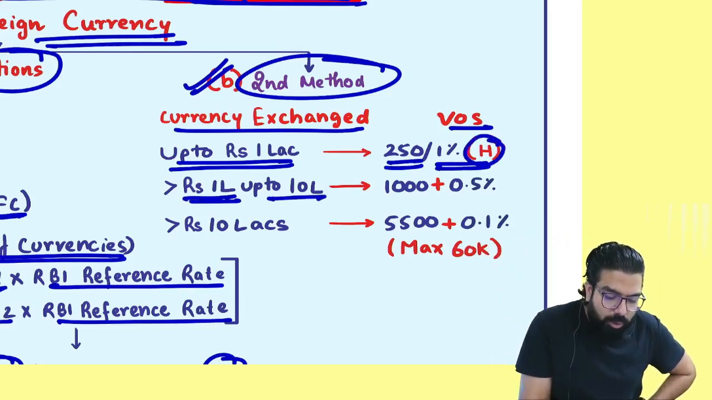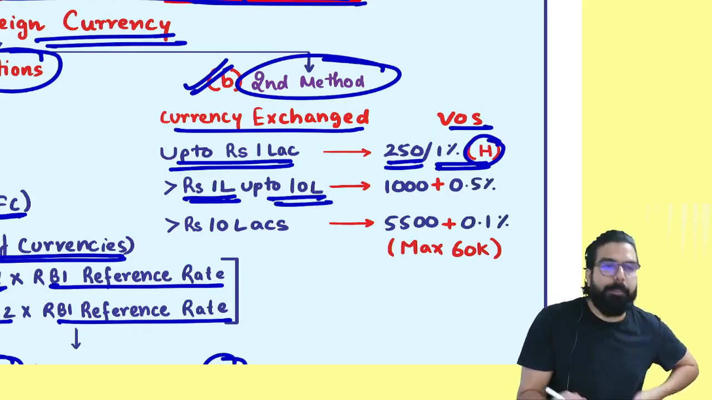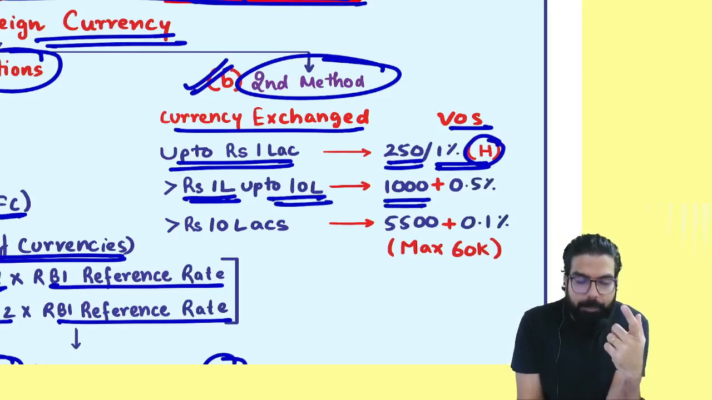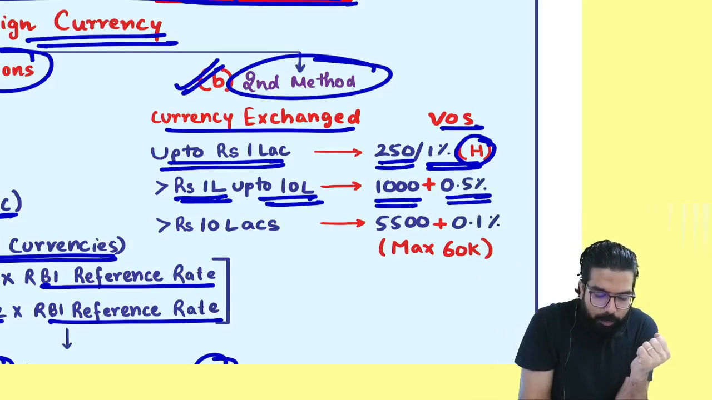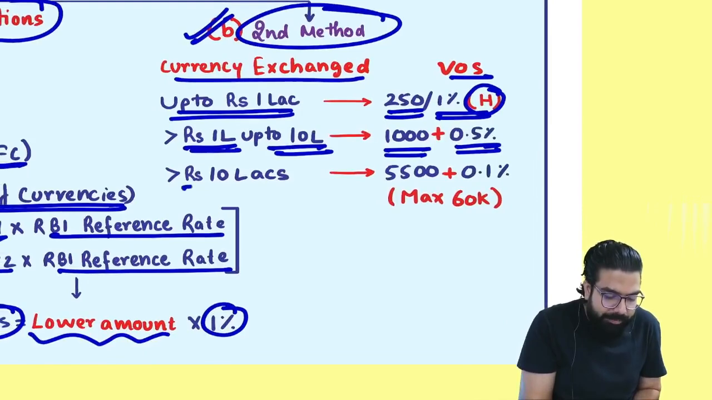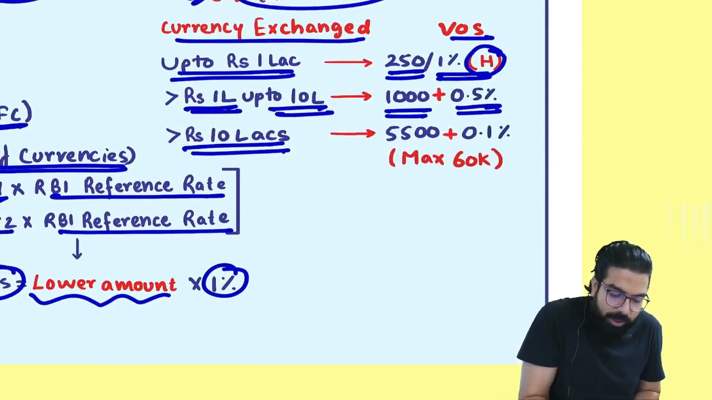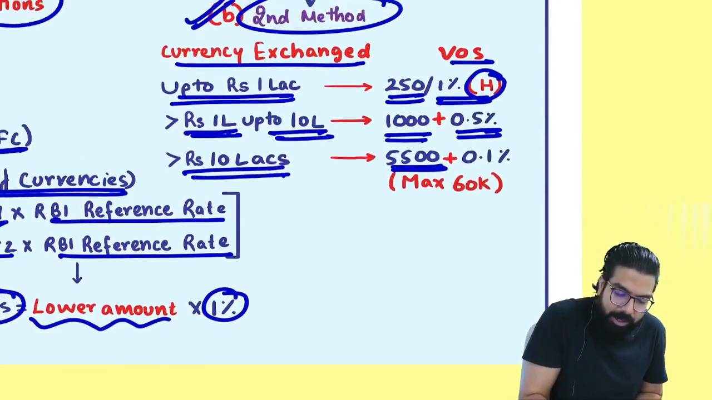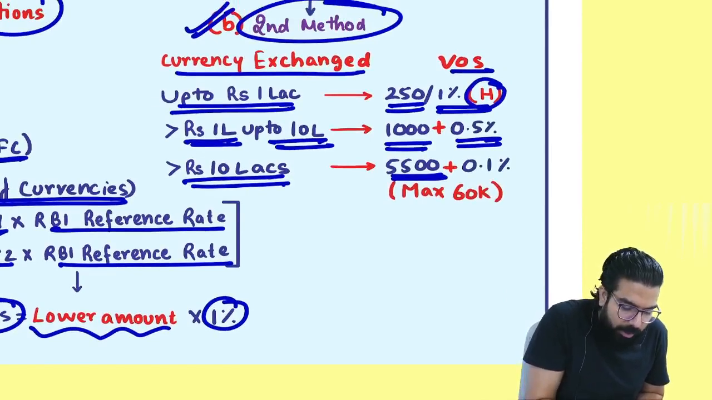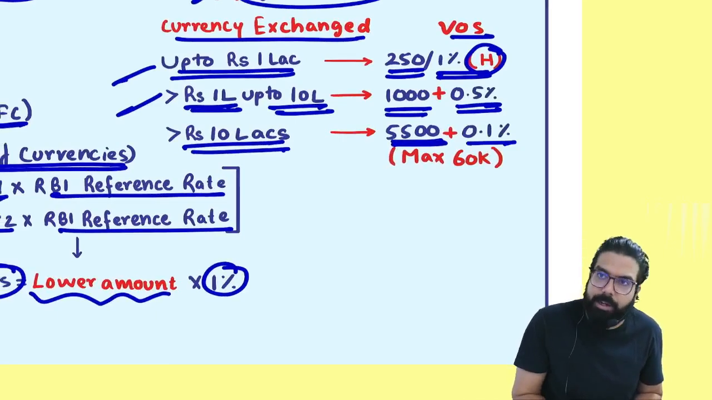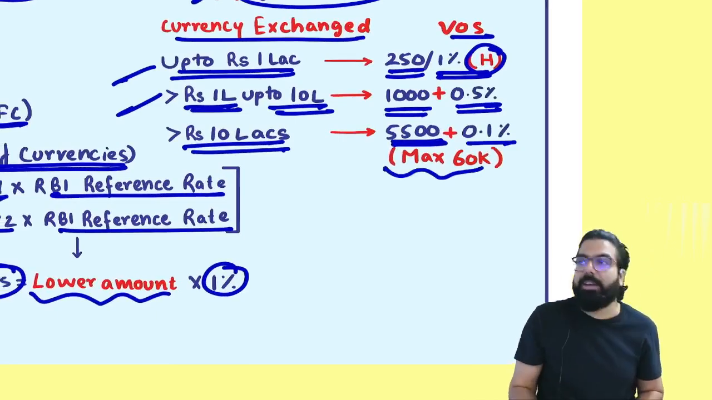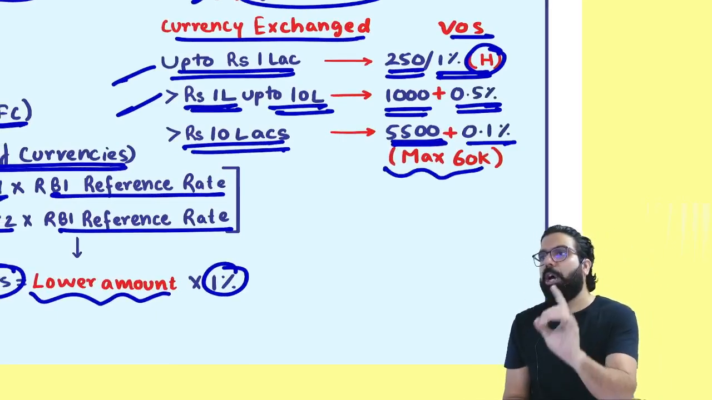If it is 1 lakh to 10 lakh, then up to 1 lakh, 1000 rupees will come as 1%. For the remaining 9 lakh, they are telling 0.5%. Sir, if it is more than 10 lakh rupees, up to 10 lakh it is 5,500. Then the remaining is 0.1%. But remember, the maximum can always be 60,000 rupees.